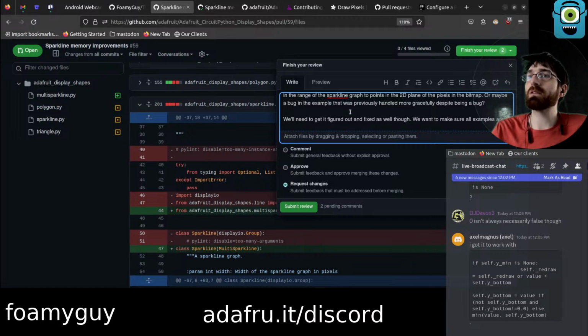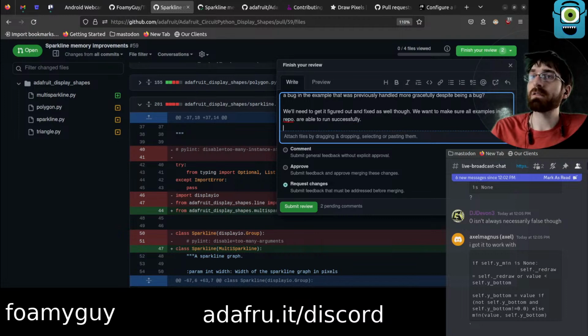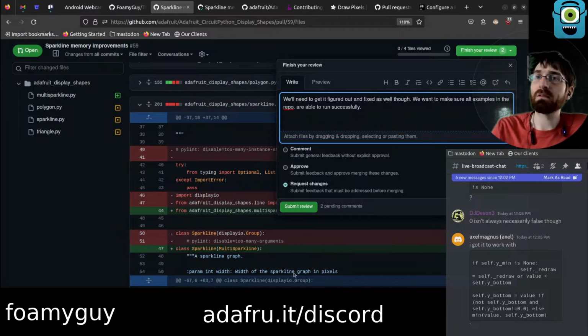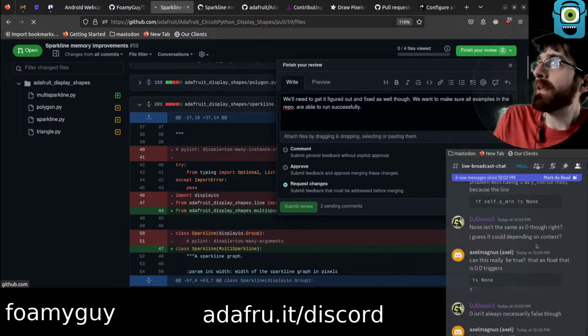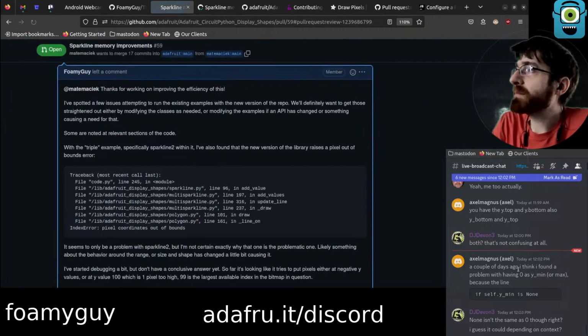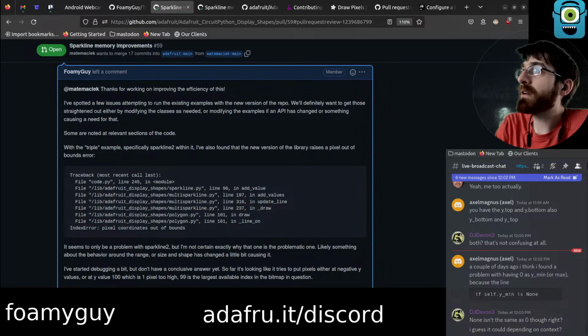are able to run successfully in the repo. Got it to work with. Okay, let me catch up here. Both not confusing at all. I have whiteout bottom and whiteout top.